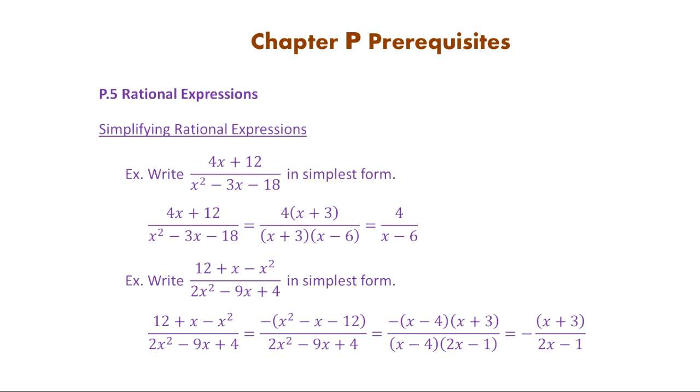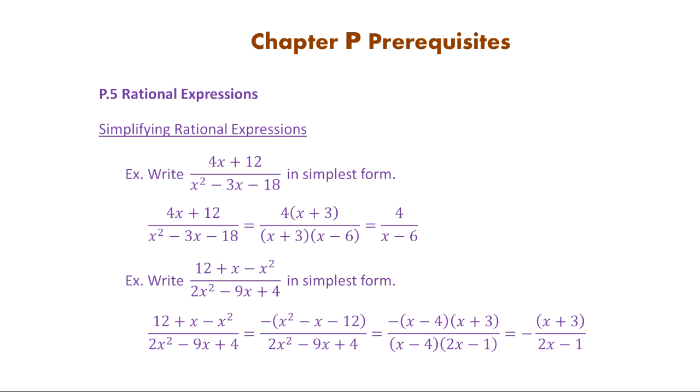So in the next example, we got 12 plus x minus x squared over 2x squared minus 9x plus 4. On the top, in the numerator, we got negative x squared. That's the leading term with a negative sign, and we usually factor out a negative sign from each term, so that we're going to get x squared minus x minus 12. That will be a little easier for us to factor. And at the bottom we got another trinomial that we can factor by grouping, as we just discussed.